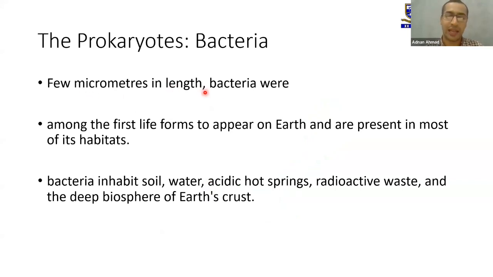Bacteria are a few micrometers in length, and they were among the first life forms to appear on Earth and are present in most of its habitats. So our Earth is occupied by bacteria. Bacteria basically rule the planet. We may think that we are the rulers of the planet, but no, we are not. Just like two years back, when the coronavirus pandemic began, we were confined to our homes, with lockdowns and masks, and many people died because of that. So a single small, tiny microorganism that we cannot even see can cause so much damage that it can disrupt all the life on the planet, right?